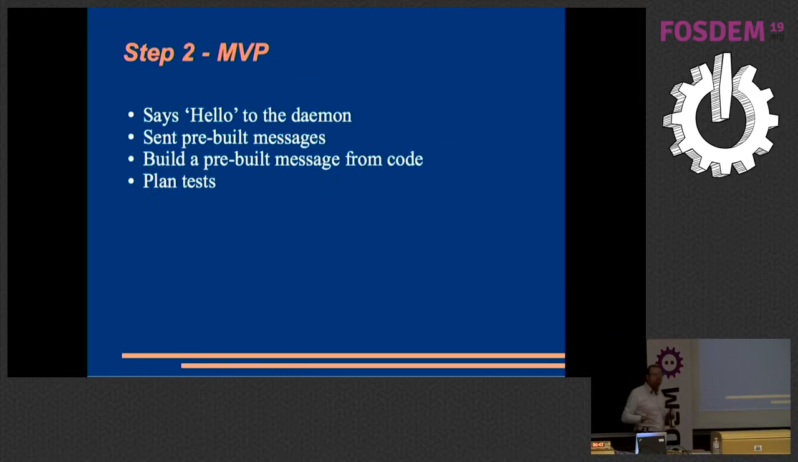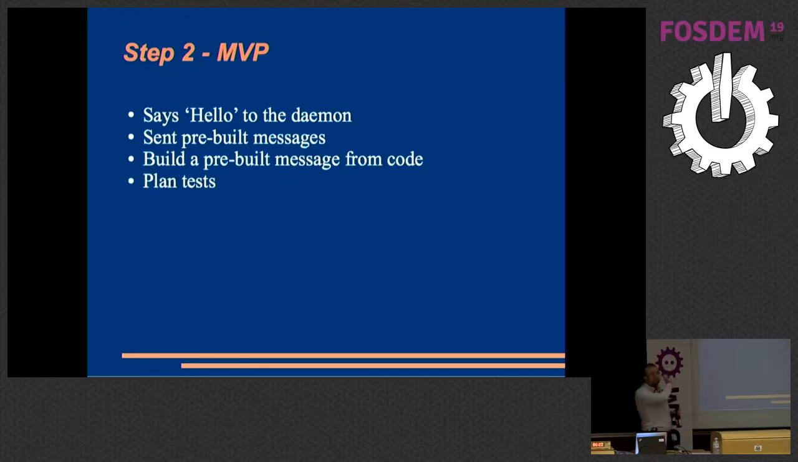So first things first, I built an MVP that did nothing but say hello to the daemon. This isn't me trying to be clever. The very first thing you have to send to the DBus daemon as an application that wishes to use DBus is the word hello. If you don't say hello, it will throw you off. It will close the socket and say, bye-bye, be more polite next time.